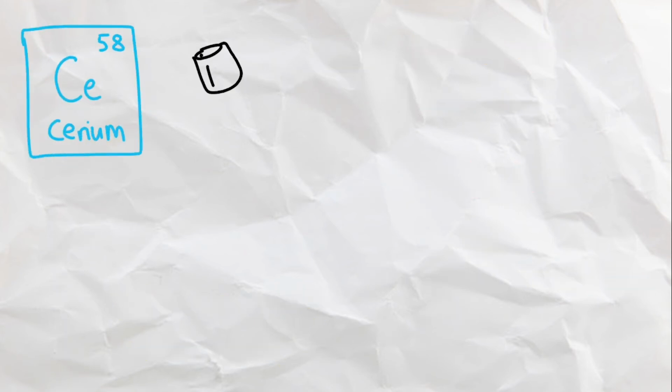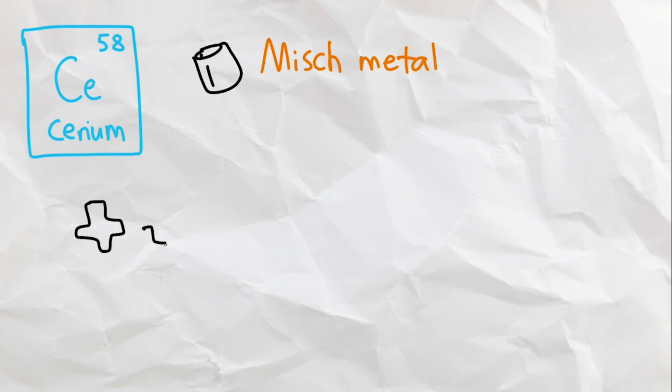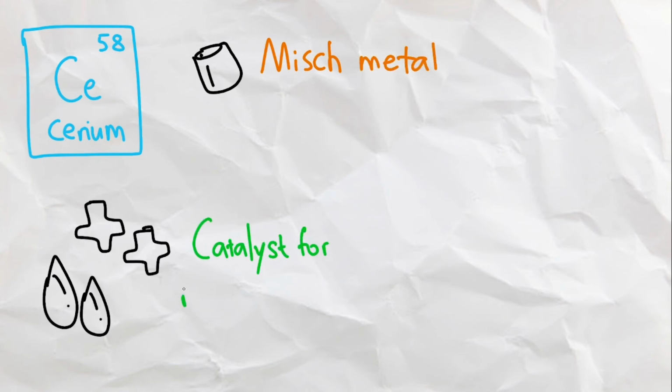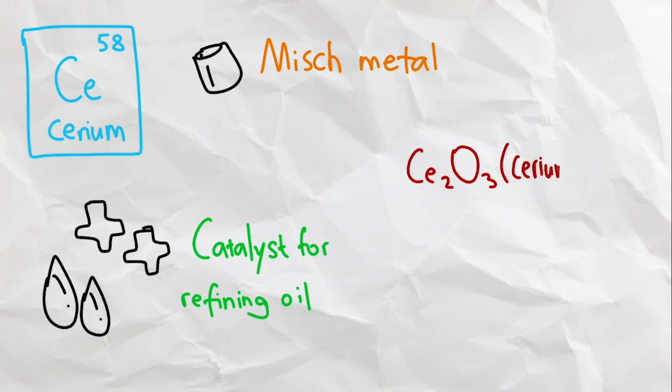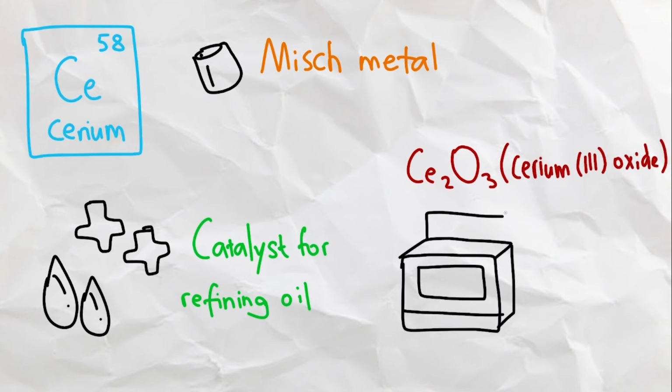Next, we have cerium, another rare earth metal used to make mischmetal for lighters. It can act as a catalyst when refining oil to speed up the process, and its most useful compound is cerium 3 oxide. It is used in self-cleaning oven walls, as this compound prevents the buildup of food stains.